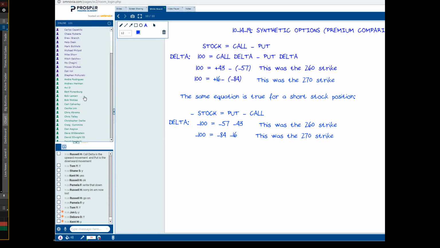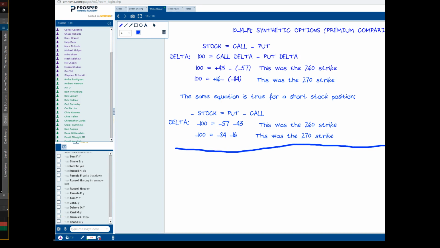Okay, so that's from a delta perspective. Now let's look at it from the premium perspective. And this is what we talk about, where the premium of calls and puts of the same strike, same expiration have to be the same. Otherwise, there would be an arbitrage opportunity.